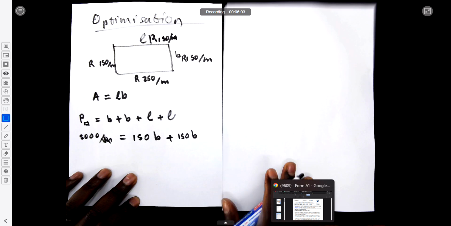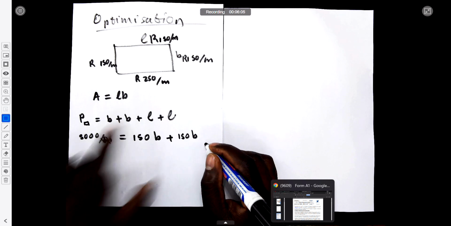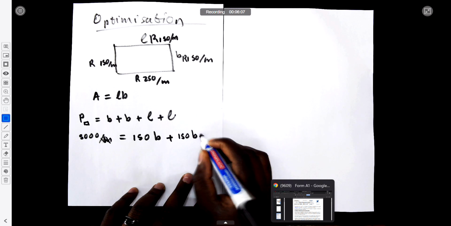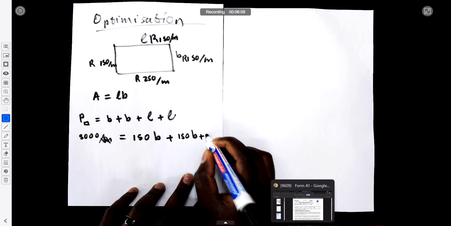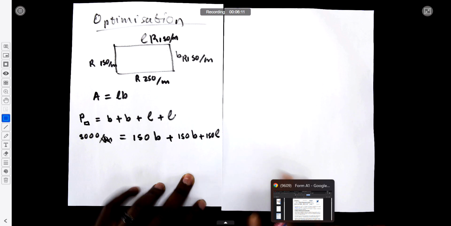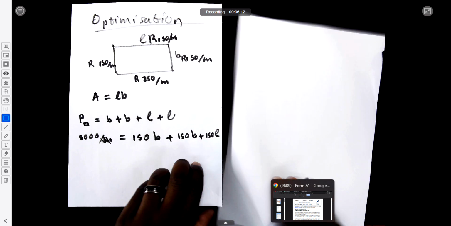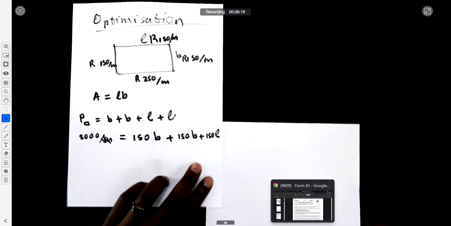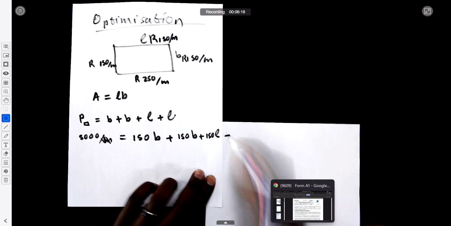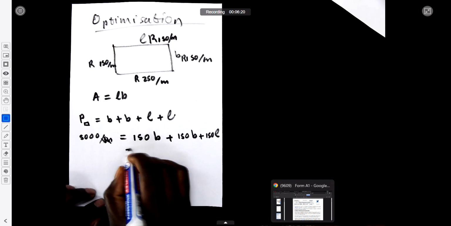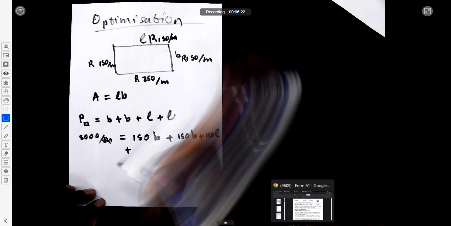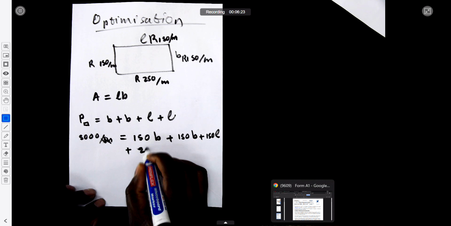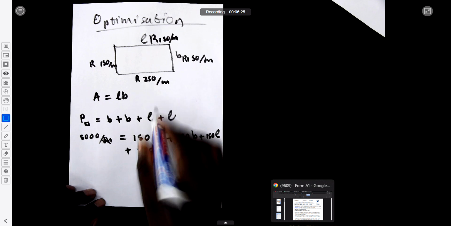And the other length, where's the other length? Same thing, it must be 150. So the other length, 150. And therefore, let me just add it down here. So therefore, plus the other side, which is 250, must cost 250.